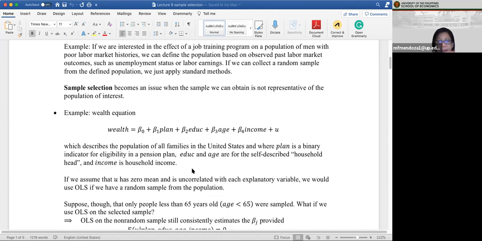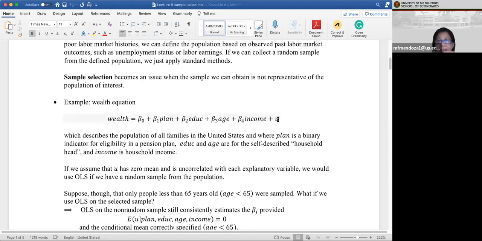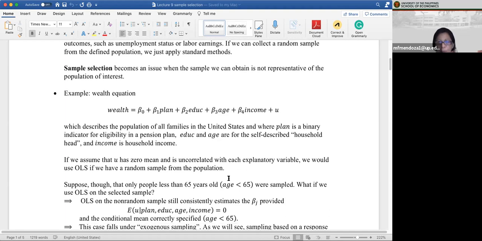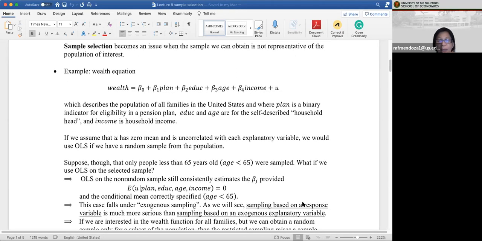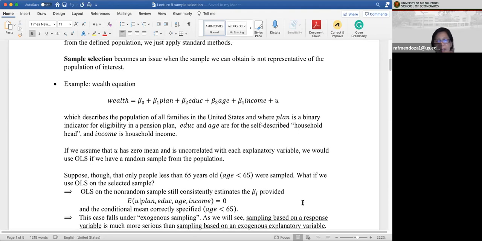Okay. If we assume U has zero mean and is uncorrelated with each of the explanatory variables, we can use OLS if we have a random sample from the population. We have no problem. Suppose though that only people less than 65 years old were sampled. What if we use OLS on the selected sample?